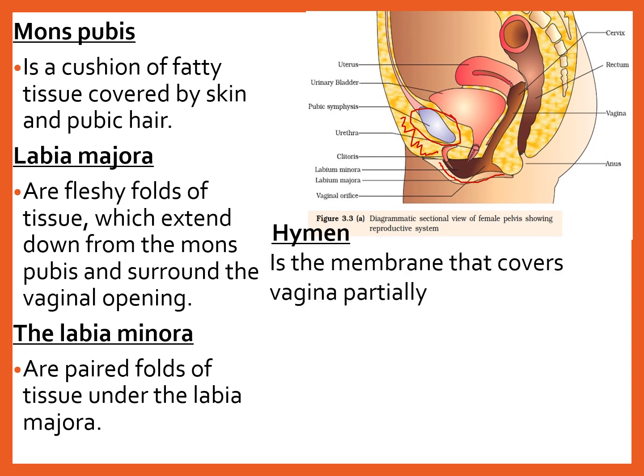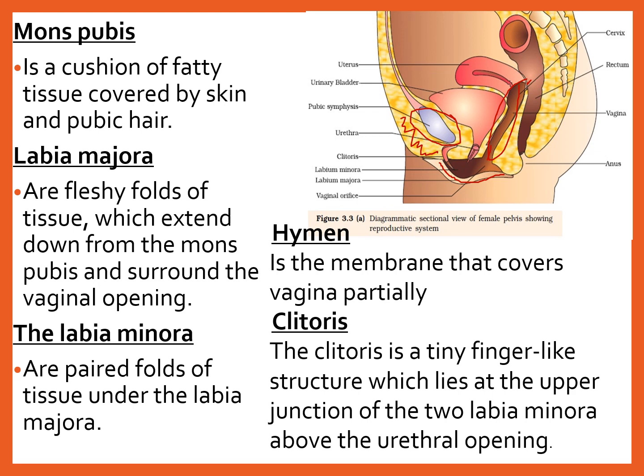Hymen. It is the membrane that covers the vagina partially. So here you see this portion is the vaginal portion, and the membrane which covers the vagina is called the hymen. Hymen is generally broken or torn during intercourse, but even doing physical activities like cycling, hymen might tear.